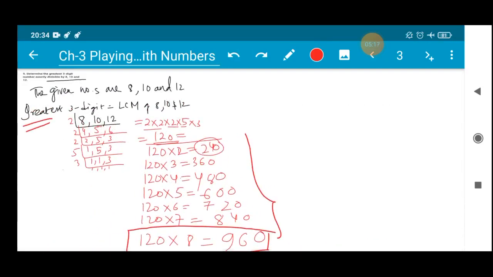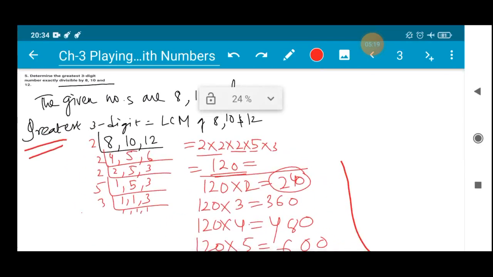Okay students, so I hope you have understood this. In our last class we have done till question number 2. Today we have done questions 3, 4 and 5.